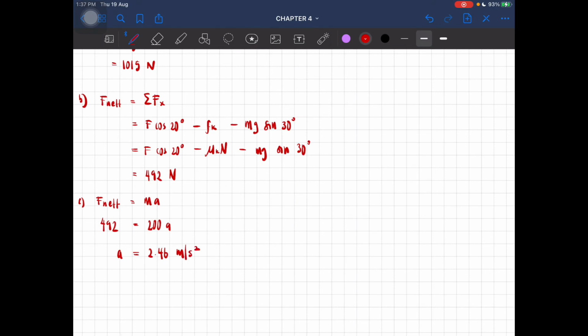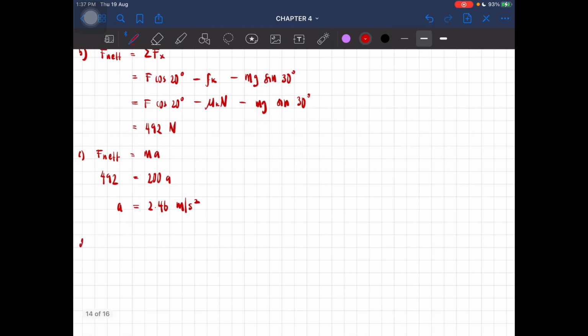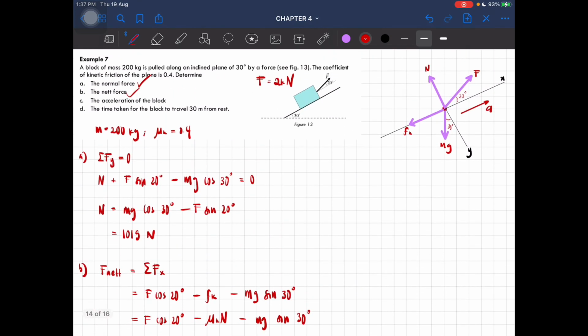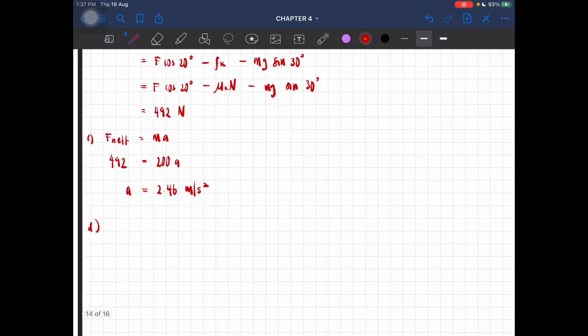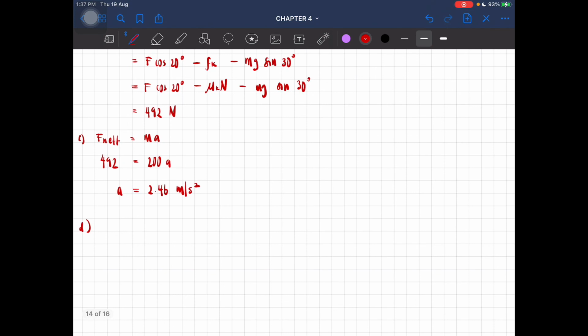And then the final question, we have to find the time taken for the block to travel 30 meter from rest. This one is just a combination of chapter 2 and chapter 4. The formula that we will use is based on the information first. So we have S equal to 30 meter, the distance it needs to travel. And it states that the initial velocity is equal to 0.